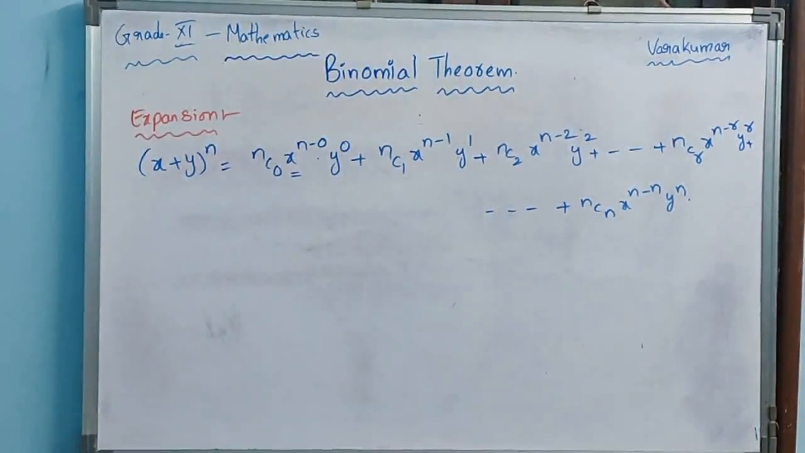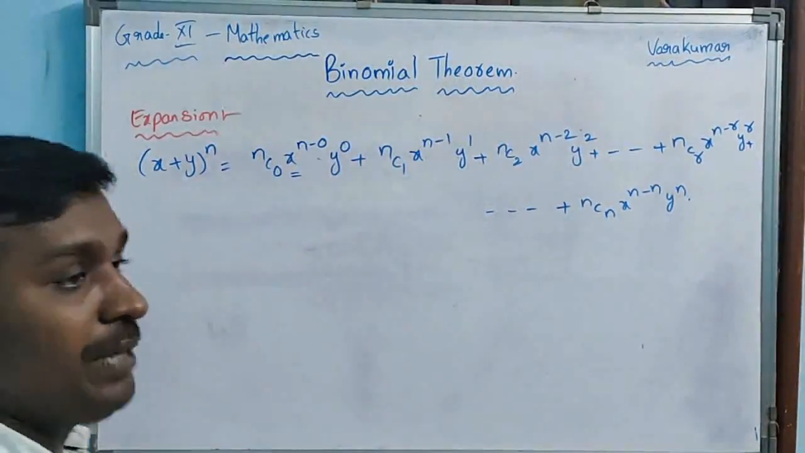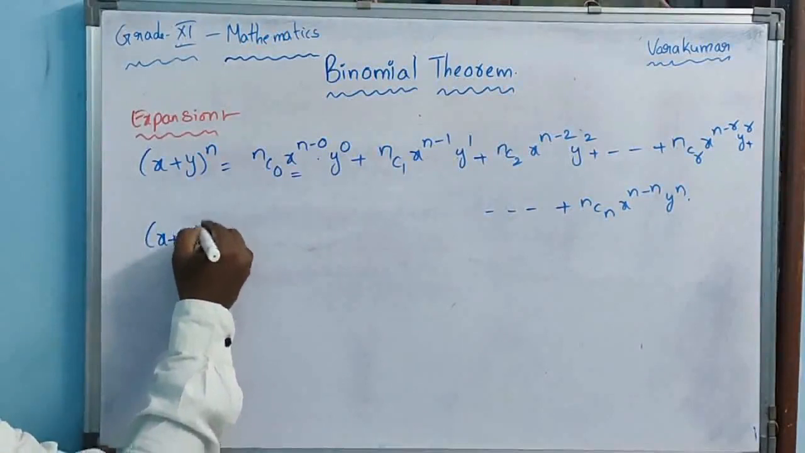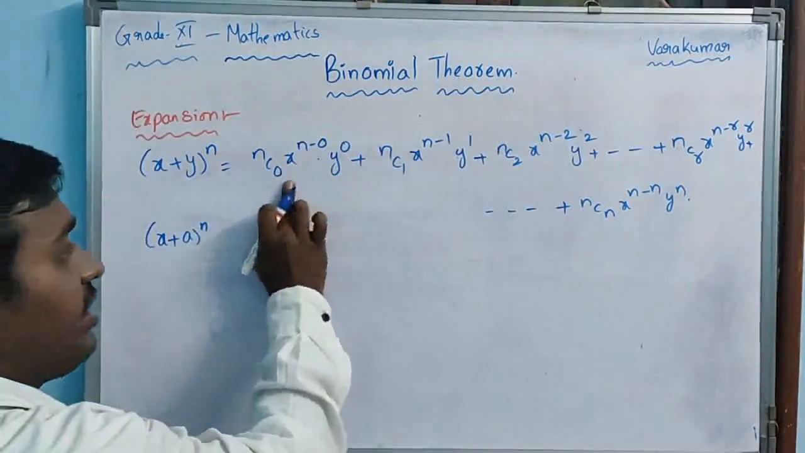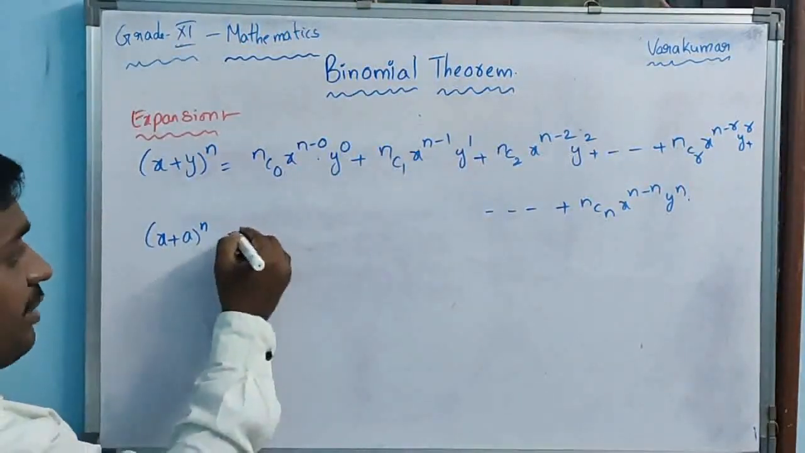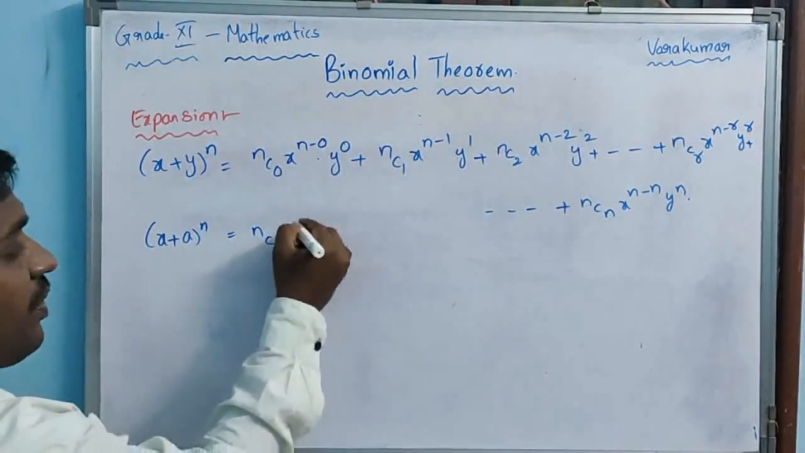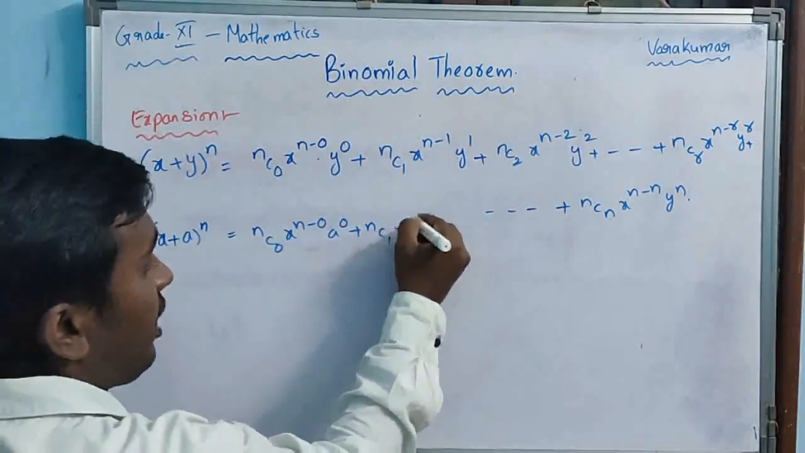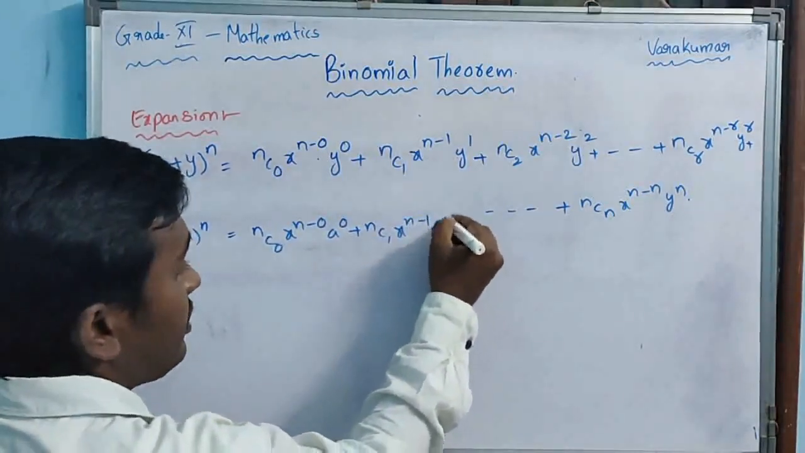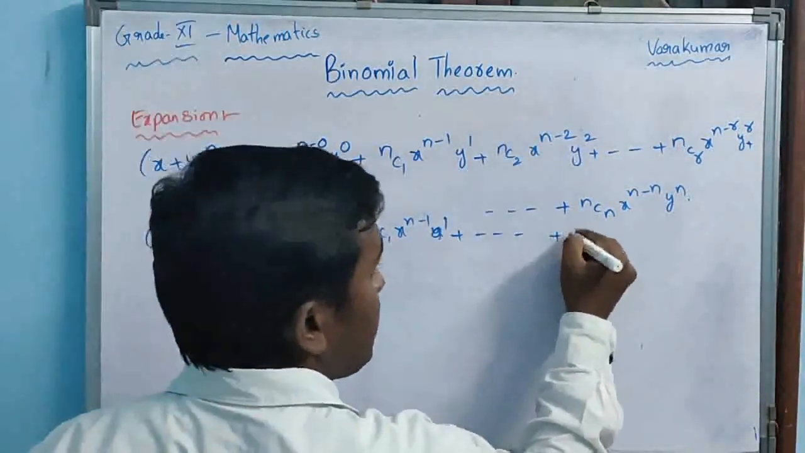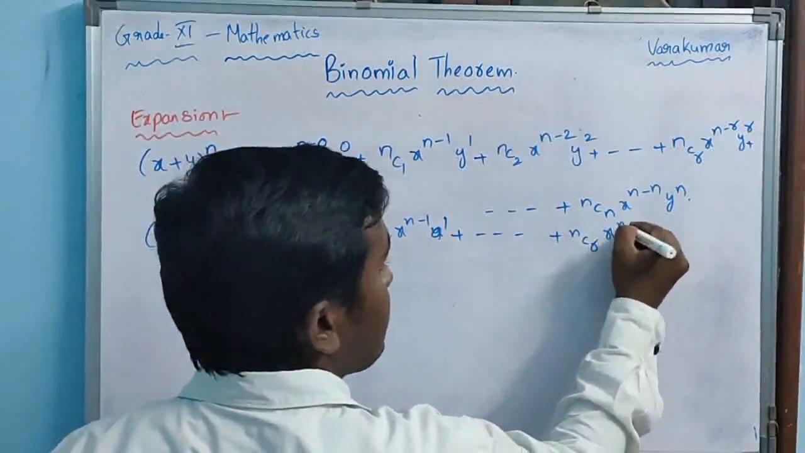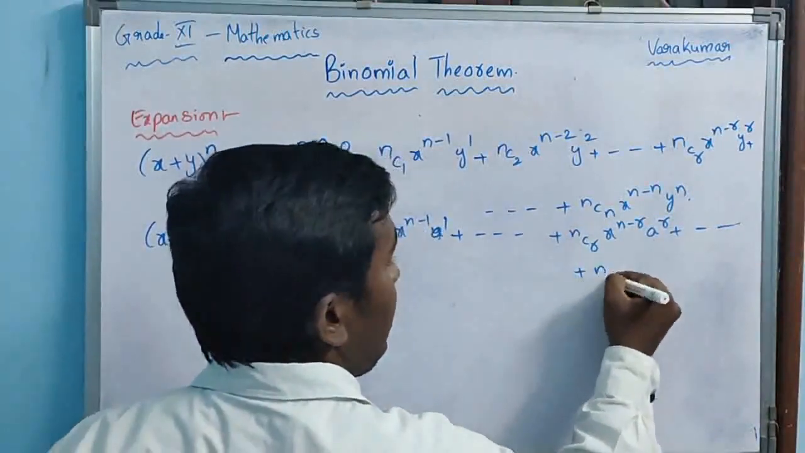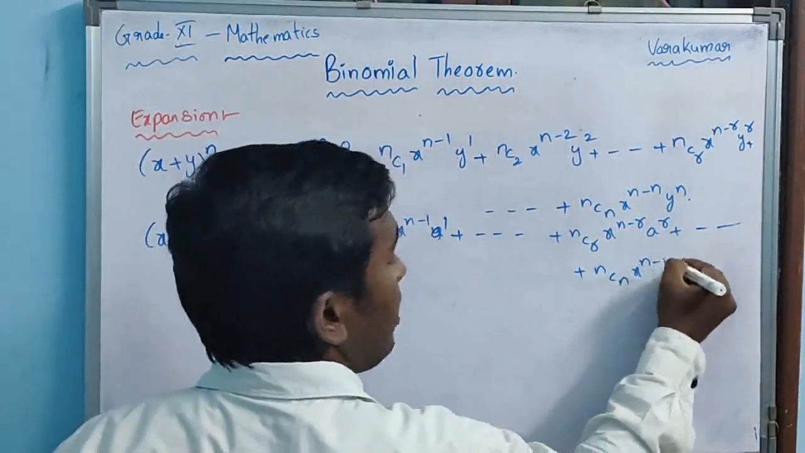This expansion I am generally teaching. Moreover, if you see that expansion in your textbook, it will be in the form of (x + a)^n. So in the place of y, a will be there. The same thing if you write: nC0, x power n minus 0, a power 0; nC1, x power n minus 1, a power 1; and so on; nCr, x power n minus r, a power r, and so on; nCn, x power n minus n, a power n.